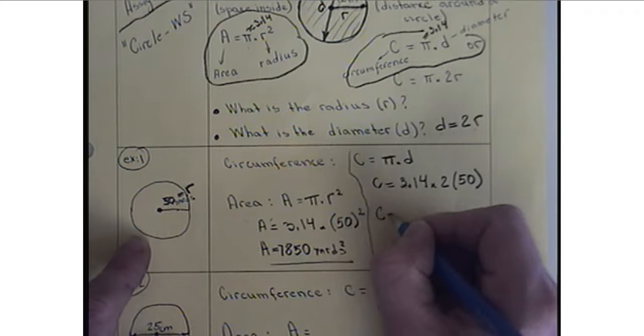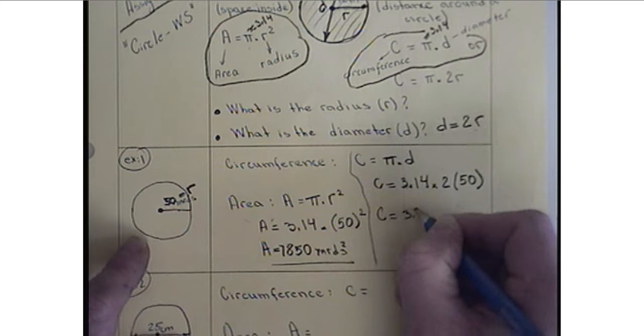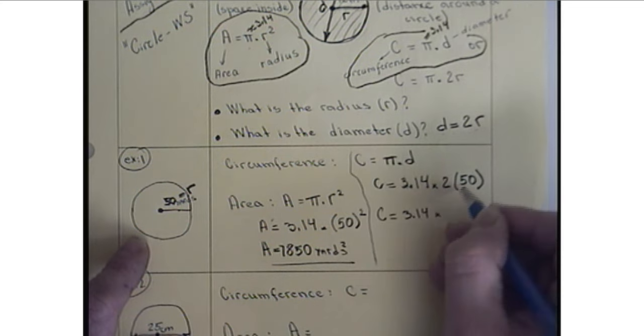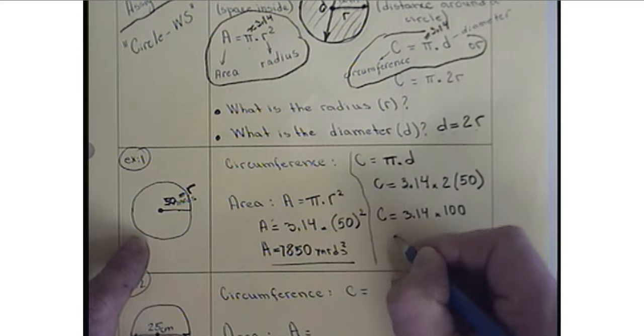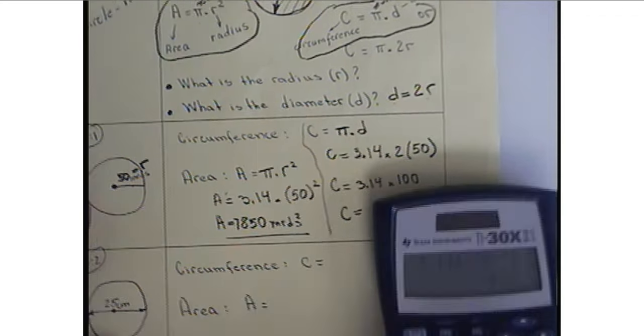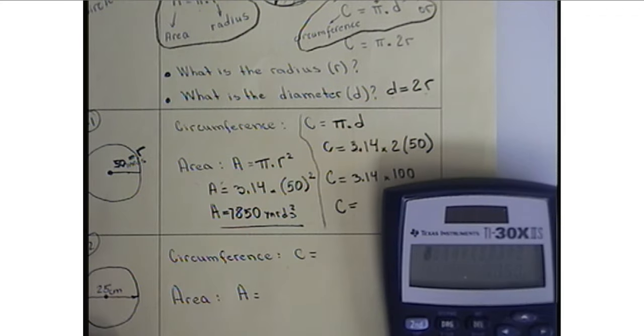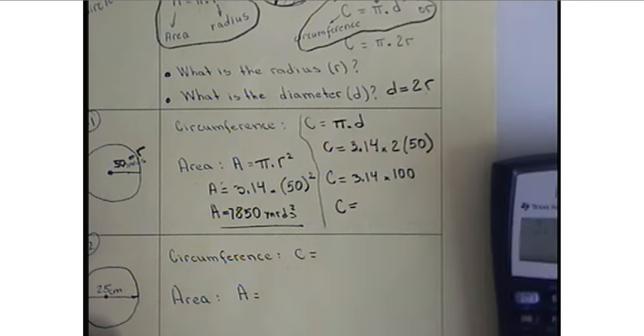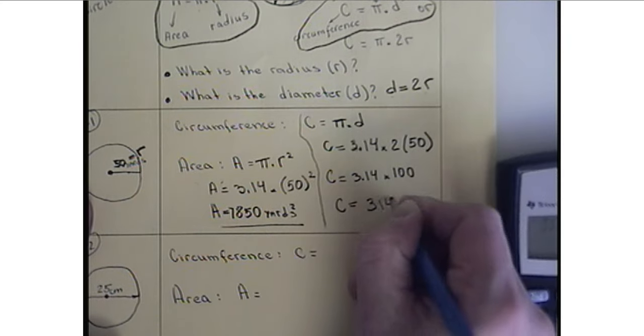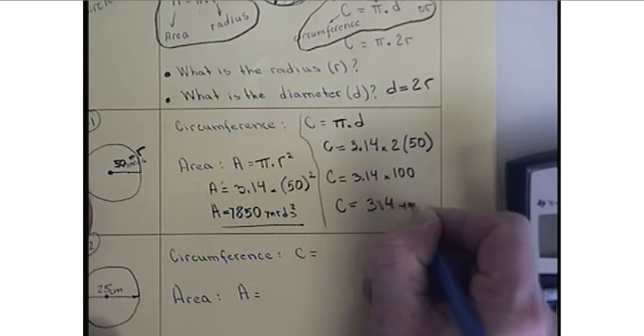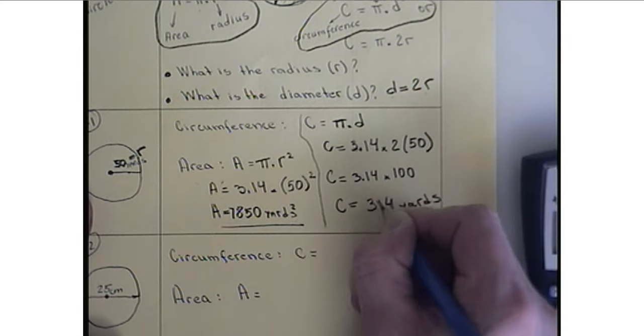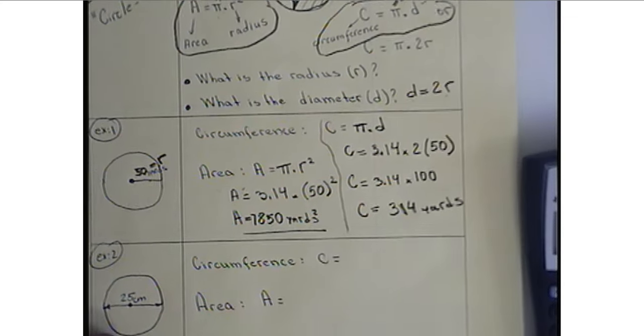Then the circumference will be 3.14 times 2 times 50, which is 100, and you can just actually plug in all the numbers and say 3.14 times 2 times 50 will give me 314 yards will be the circumference of the circle.